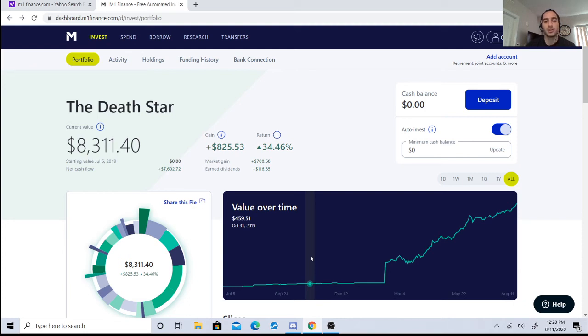But you have to be disciplined, and you have to just leave the stocks alone, let them do their thing, and just go from there. So it is growing, and we'll see what happens.